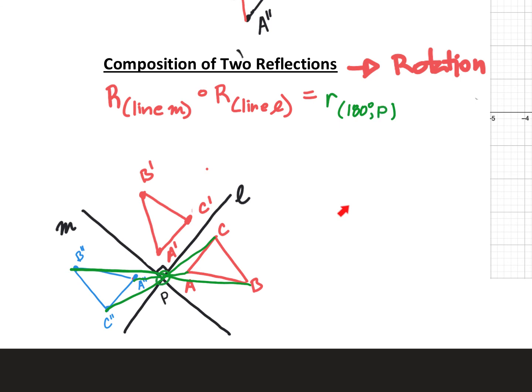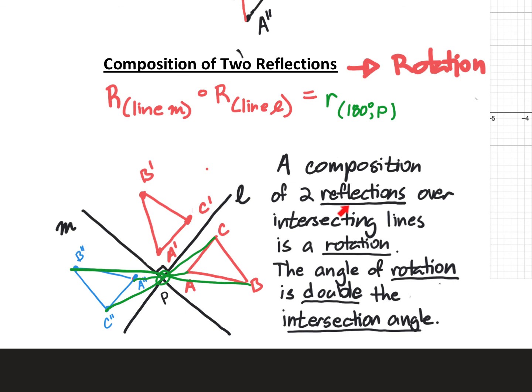Okay, so when we have two reflections over two lines that are not parallel, that actually intersect, then we end up with a rotation. And that rotation angle is double the angle of intersection. Okay, so in words, a composition of two reflections over intersecting lines is a rotation. The angle of rotation is double the intersection angle.